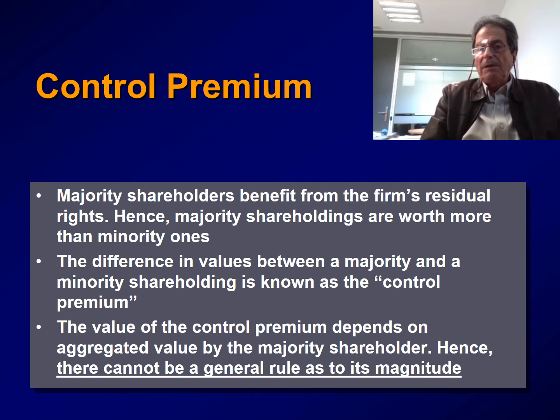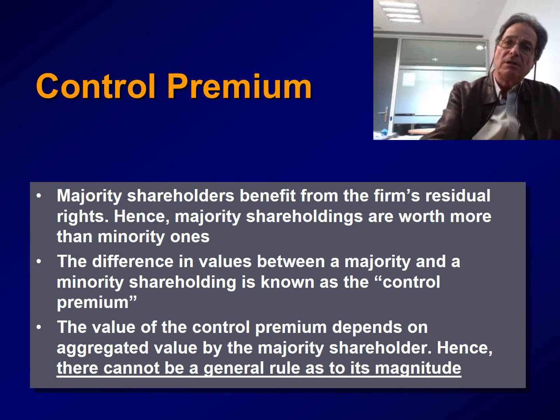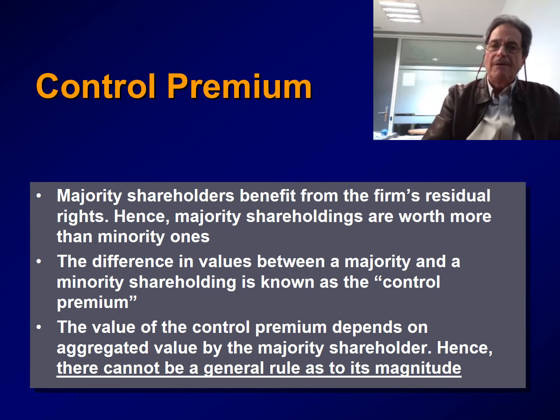The value of the control premium depends on the value aggregated by the majority shareholder. So the more efficient the majority shareholder is in its administration of the company, of course, the more valuable the shares will be for this majority shareholder, and the bigger the difference will be between the value of the shares of the majority shareholder and the value of the shares of the minority shareholder. So the bigger will be the control premium. But what is important is to understand that the control premium depends in each instance on the characteristics of the majority shareholder. There is no general rule for the control premium.